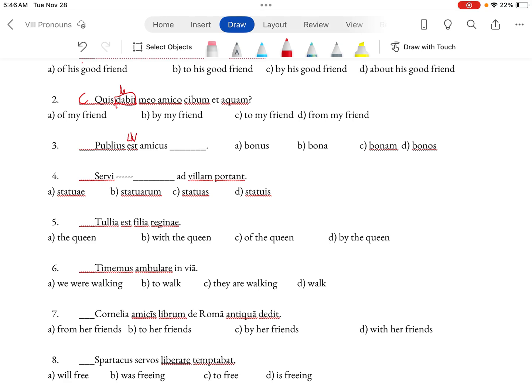Alright, est is a linking verb, and if you look up top, nominative equals nominative, so we need something to match friends, syrup and eggs. That's going to be A. I have no idea why that's there, but nominative, action verb, we need an accusative, and C is our only accusative.